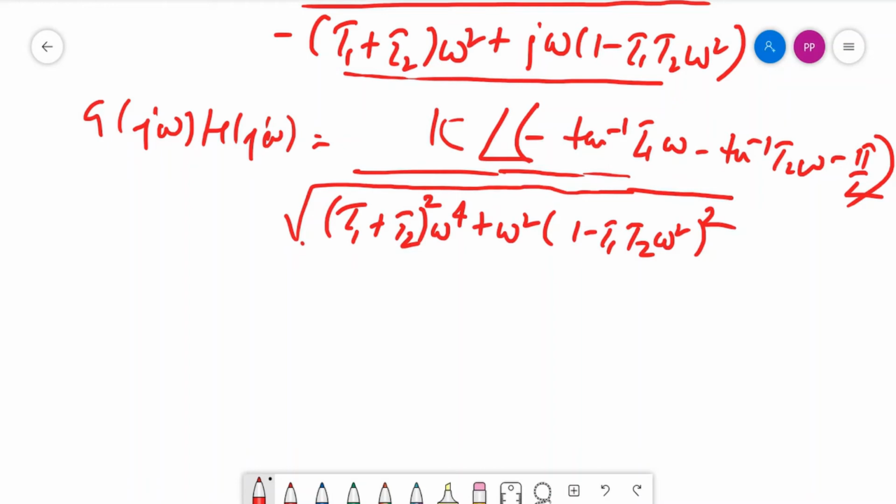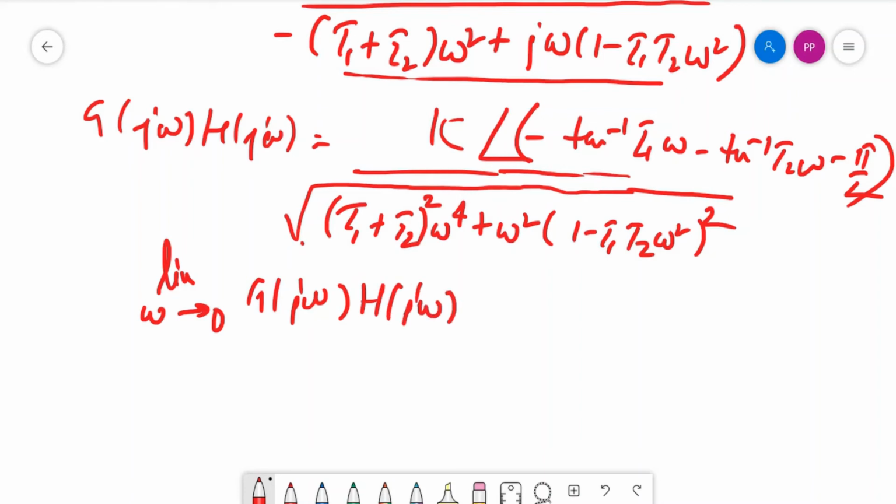So once we have achieved this, we can write it for different values of omega. We say limit omega tends to 0, how should this magnitude and phase come: G at j omega, H at j omega equals, see, numerator is constant but denominator has a lot of omega terms, so naturally the magnitude becomes infinity. Here again omega equal to 0, so only minus pi by 2 is left.